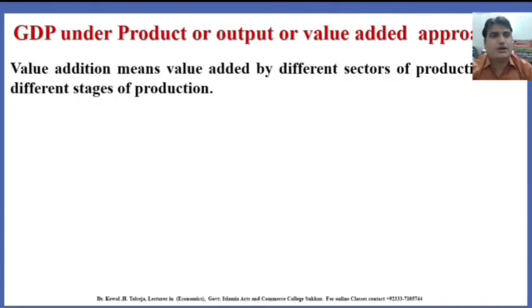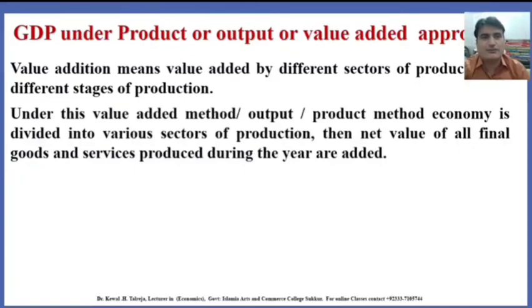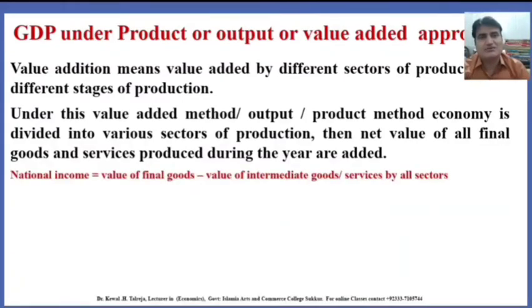What is GDP under the product or output or value added approach? Value addition means the value added by different sectors of production at different stages of production. The value added method is also known as the output or product method. Under this method, the economy is divided into various sectors of production. Then the net value of all final goods and services produced in the year is added. So in equation form, national income is equal to value of final goods minus value of intermediate goods or services by all sectors.